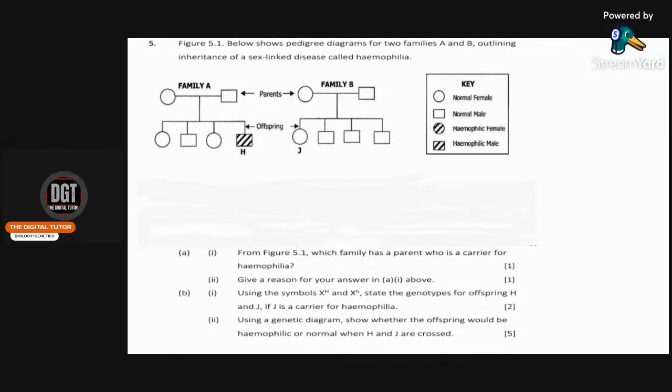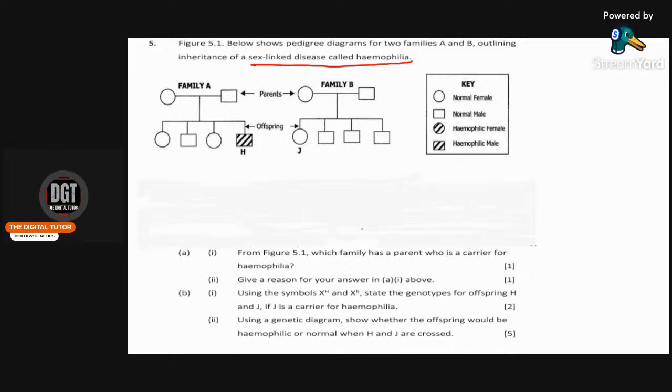Okay, so what is the question? So the question is, figure 5.1 below shows the pedigree diagram for two families, A and B, outlining the inheritance of a sex-linked disease called hemophilia. So here also we are dealing with a sex-linked disease called hemophilia. Okay, so from the figure 5.1, which family has the parent who is a carrier for hemophilia?